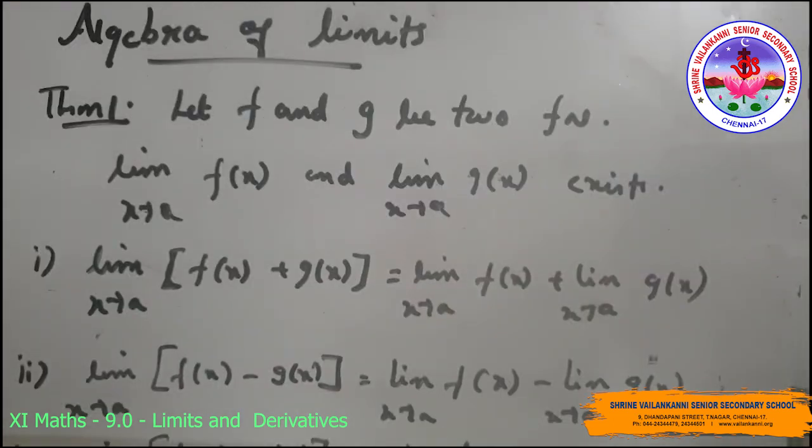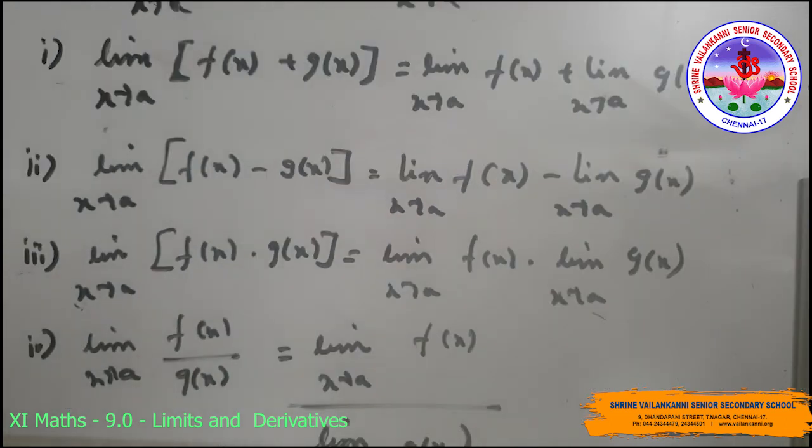The limiting process is compatible with addition, subtraction, multiplication and division, as long as the limits and functions under consideration are well defined. So there is a theorem, without proof. Let f and g be two functions such that both limit f of x and limit g of x exist. Then first one, limit of sum of two functions is sum of the limits of the functions. That is, limit x tends to a, f of x plus g of x, is equal to limit x tends to a f of x plus limit x tends to a g of x.